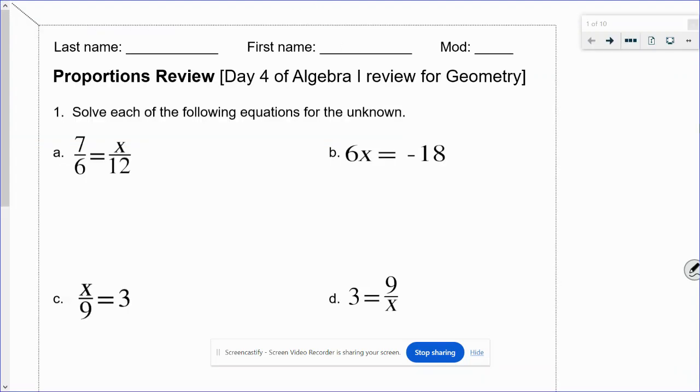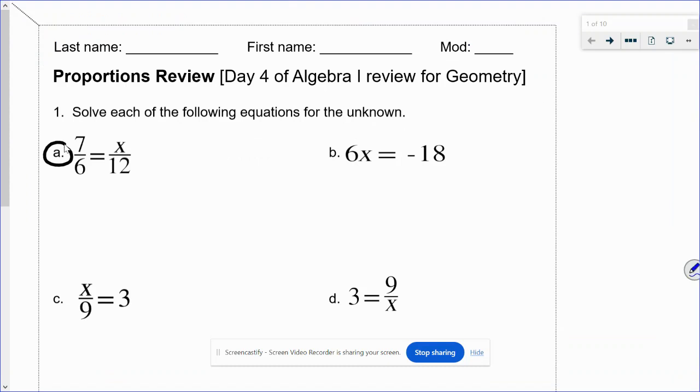Okay, this should be the handout that you see. This is our last day of algebra review before we start geometry, and we're going to be looking at proportional relationships. There are certain proportions that are really common that you may have seen in algebra, like part A right here. This kind is actually kind of nice.